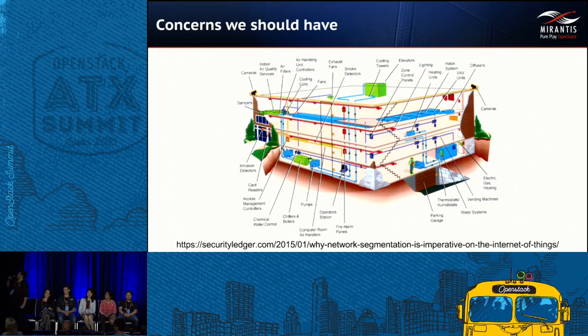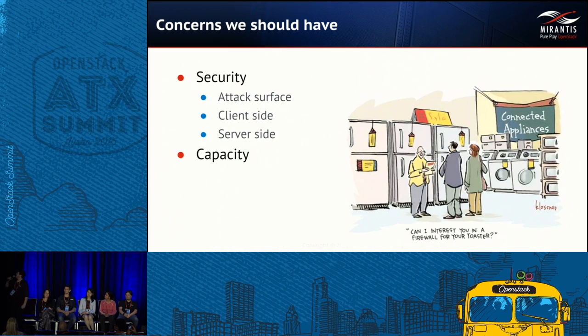So if you can see here, this is a shot that actually comes from Cisco. This is an example of the different systems that have to be handled in a world where everything is, you know, internetified. Thank you very much. So let's talk about some of these things that we should be worried about.